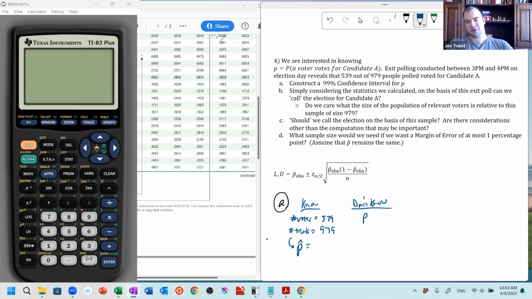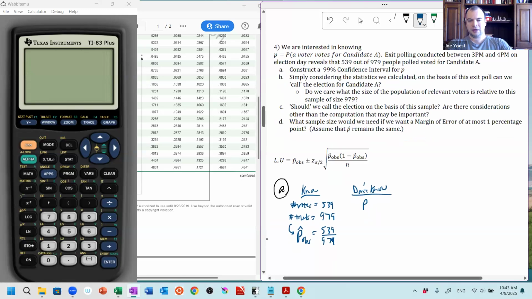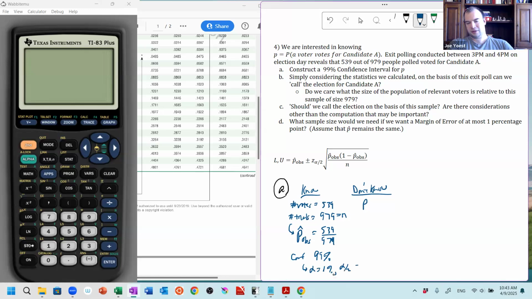So I know p hat observed is 539 out of 979. I know n, of course, and I know my confidence level. My confidence level is 99%, which tells me alpha is 1%, and alpha over 2 is 0.005. Be careful, 0.05 would be 5%, but we want 0.5%. We want 0.005. So be careful with the number of decimal places there.